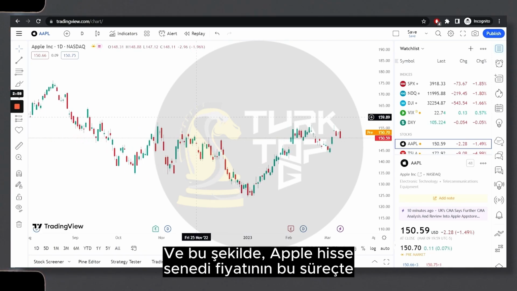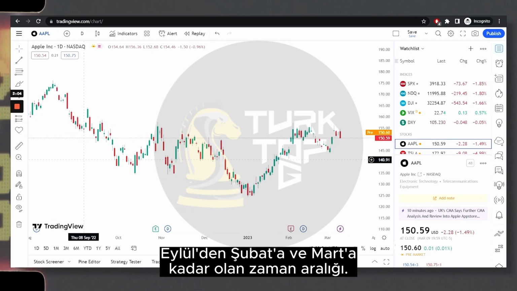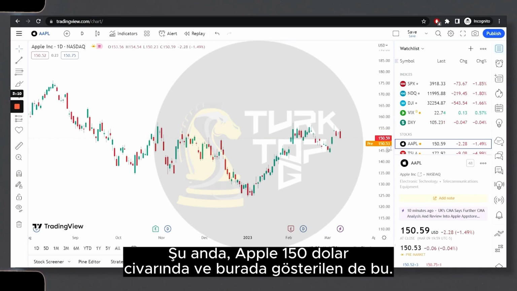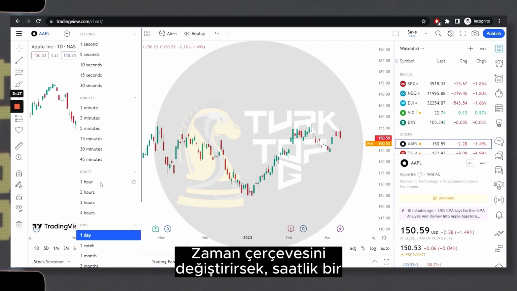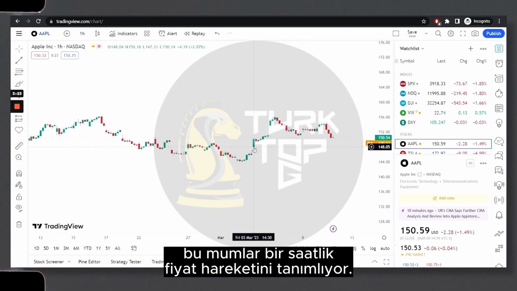And that way we can have an idea of what Apple's stock price was doing all the way in this time frame from September to Feb to March. Right now, Apple is around $150. And that's what's showing here. If we change the time frame to an hourly chart, each one of these candles is defining the price action of 1 hour.